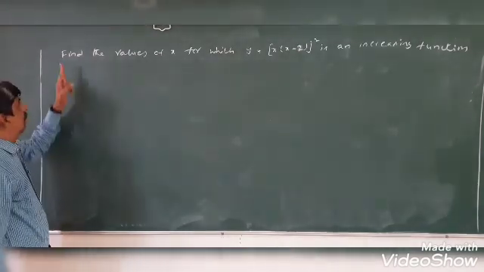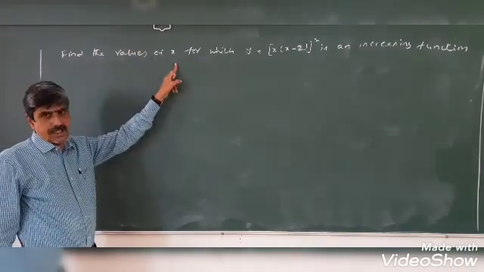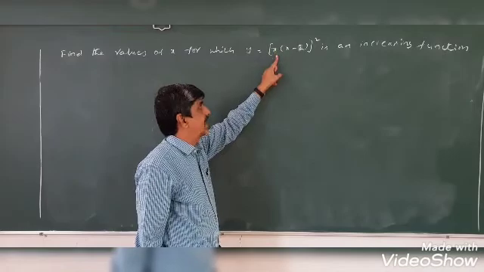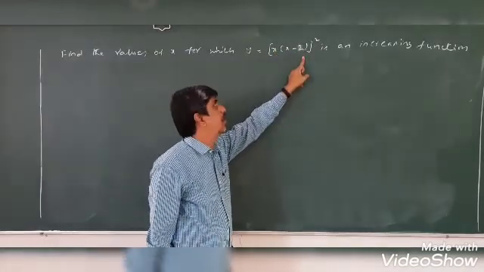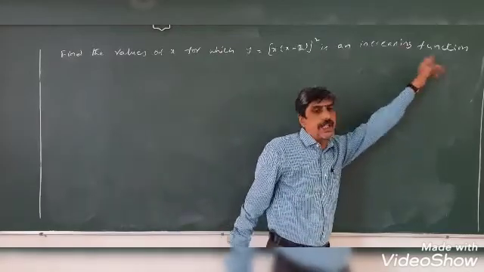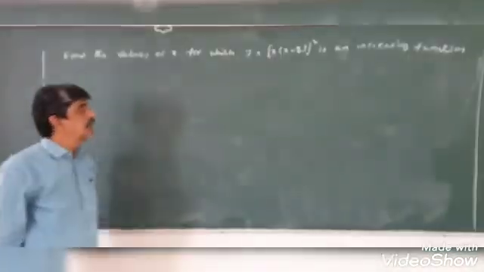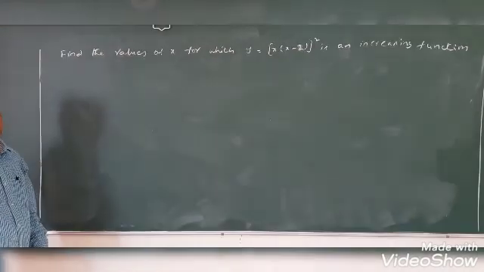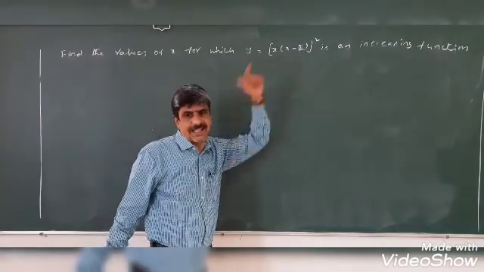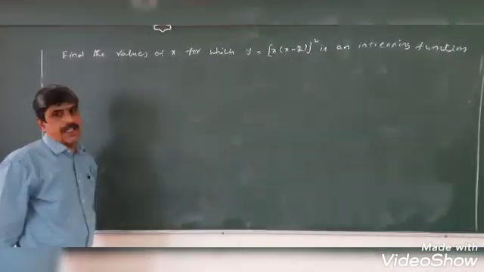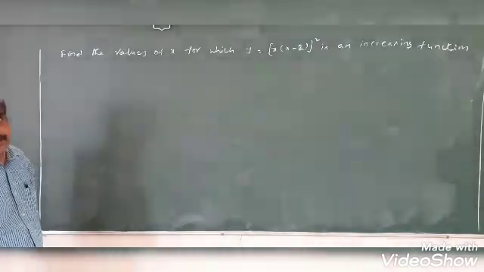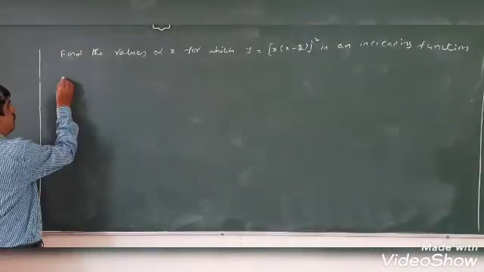Next numerical: find the values of x for which y is equal to x into (x minus 2) whole square is an increasing function. An increasing function means dy by dx greater than 0. For what values of x? Then such x values give the function is increasing. Given solution.